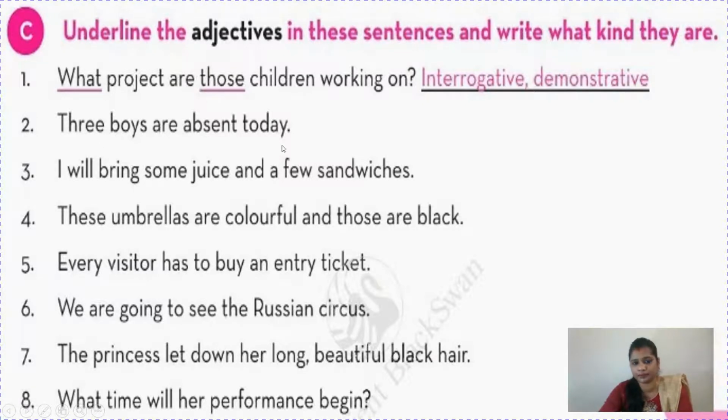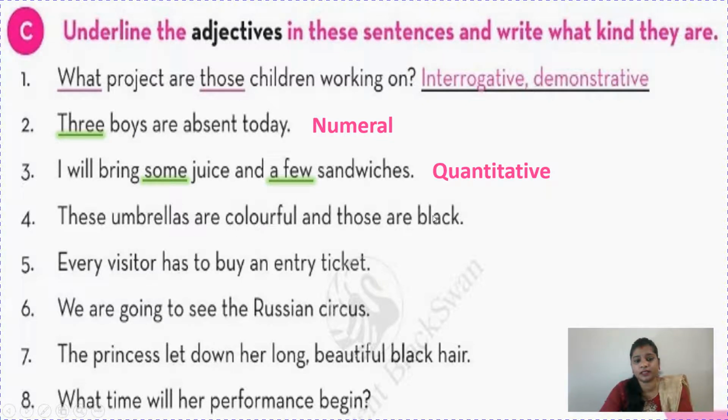The 3 boys are absent today. Boys, it's a noun and we cannot see any other noun here, children. Okay, so 3 boys, 3, it is count, we can count, so it will become numeral adjective. I will bring some juice. So I think juice is a noun. So let's underline it. Oh, sorry, we have to underline adjective. So some is describing it, okay? And a few sandwiches. Sandwiches is a noun. So we will underline a few. And they both are quantitative because they can be measured.